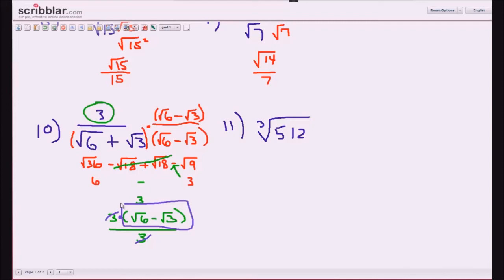Okay. Now, let's take a look at the next question here. Next question, I see a little 3 on the outside. This little 3 here basically means cube root.